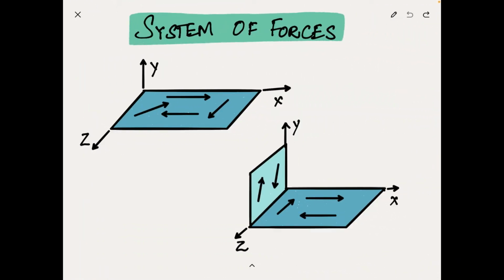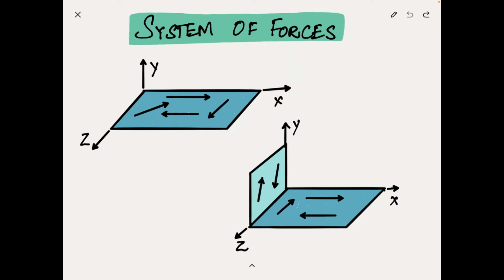Okay, what do we refer to as system of forces? Well, it's simple. When a system has more than one force acting on it, we call it a system of forces. Look at these two examples. In the first one, I have one plane, which is the xz plane, and on this plane, I have some forces acting. Now, look at the second one. I have two planes, the xz plane and yz plane. Here, I have some forces acting on both these planes.